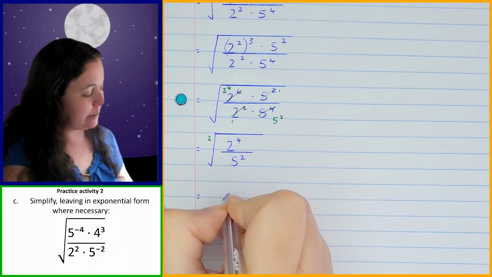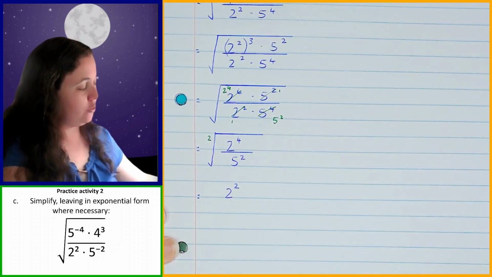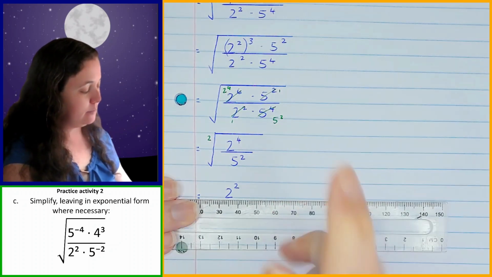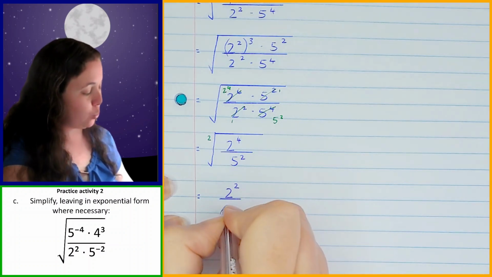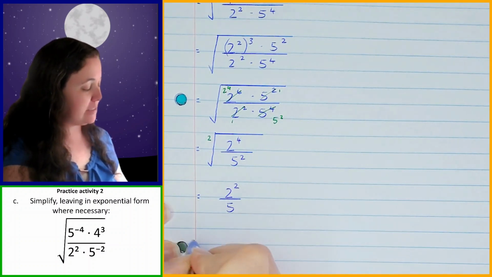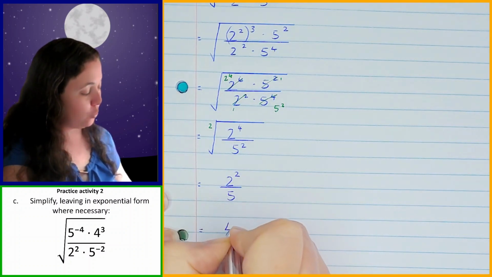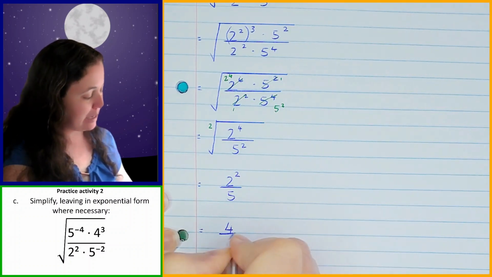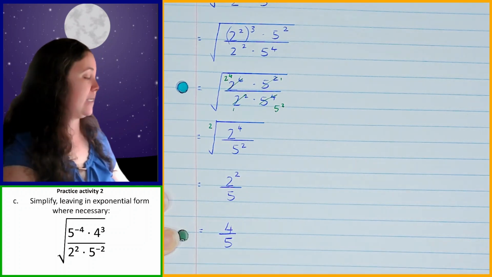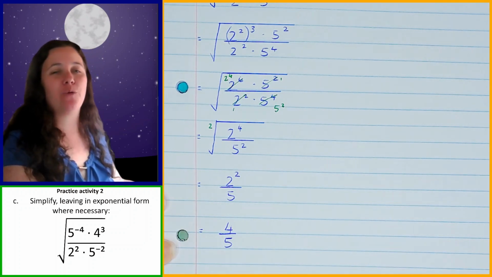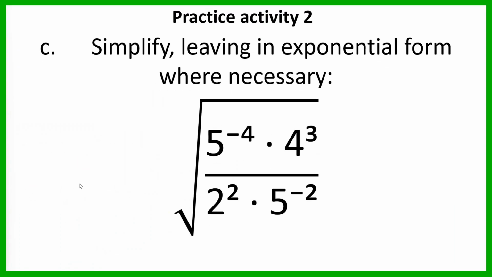So this is going to become 2 to the power of 4 divided by 2, which is 2, over 5 to the power of 2 divided by 2, which is 1. So that's just 5. And this obviously we can simplify and write as 2 squared, which is 4, over 5. And that is one that you are expected to change because you should know what 2 squared is. Okay, so that's what we should have got for question C. And now we're going to go on to the last one for today, question D.